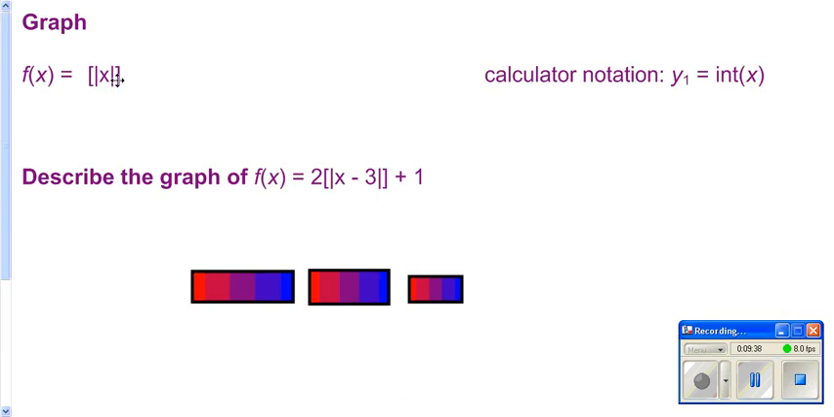This is a step function. In other words, it doesn't allow you to get any decimals out. It rounds it down. So what would this one do? Well, remember this moves it right 3. That's a vertical stretch of 2, and that moves it up 1.